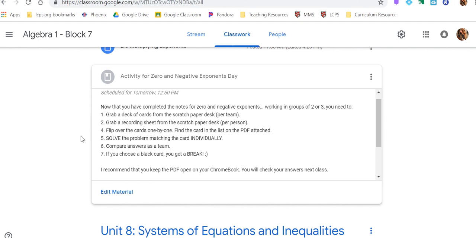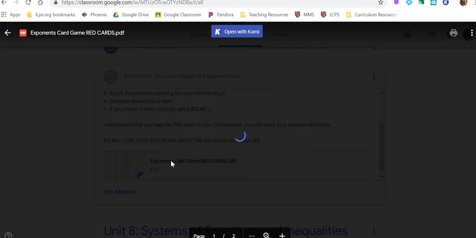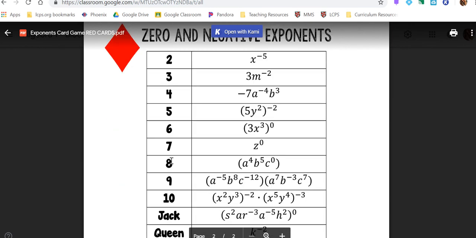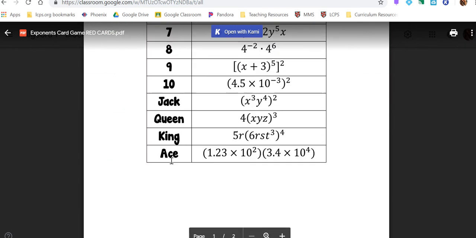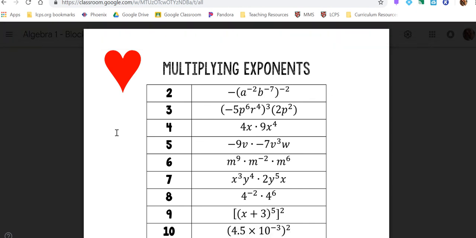And then you're just going to flip the cards over one at a time. So let's say you get a 4 of hearts. This document right here has all of the problems for each type of card. You'll notice we're only dealing with the red cards today, and that's because we haven't gotten to dividing or to combining every single rule yet. So today you're only focused on red cards. So if I drew the 4 of hearts, my whole group is doing this problem right here, 4x times 9x to the 4th. You solve it by yourself.